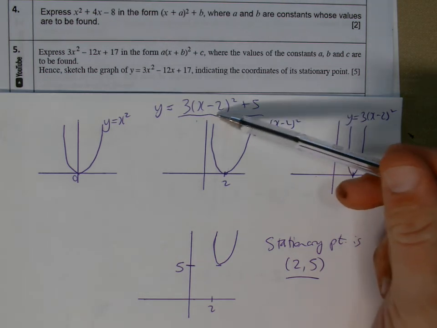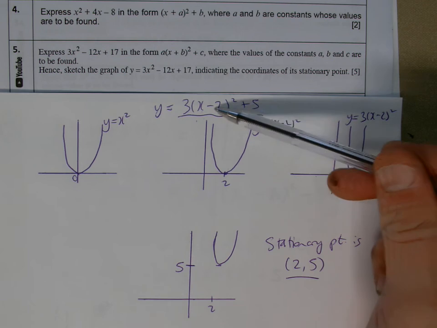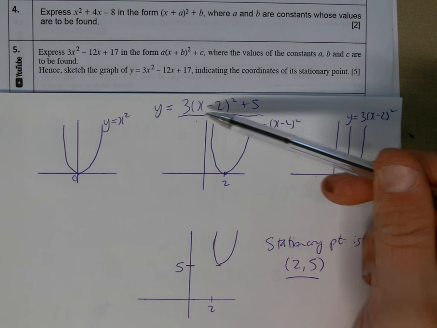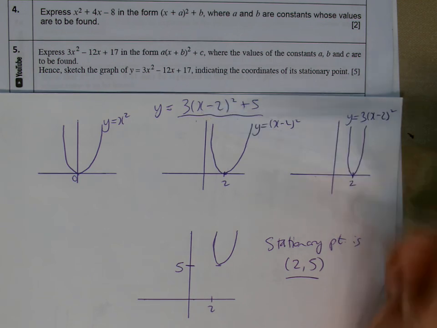So it's the same thing as we've seen before. When this bracket is 0, it will give us the minimum for y. So the least then would be 5. And of course, to make this bracket 0, x has got to be 2, okay?